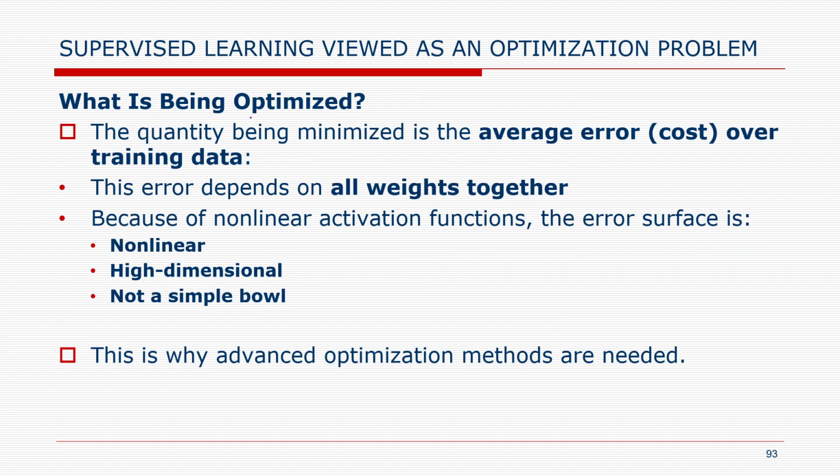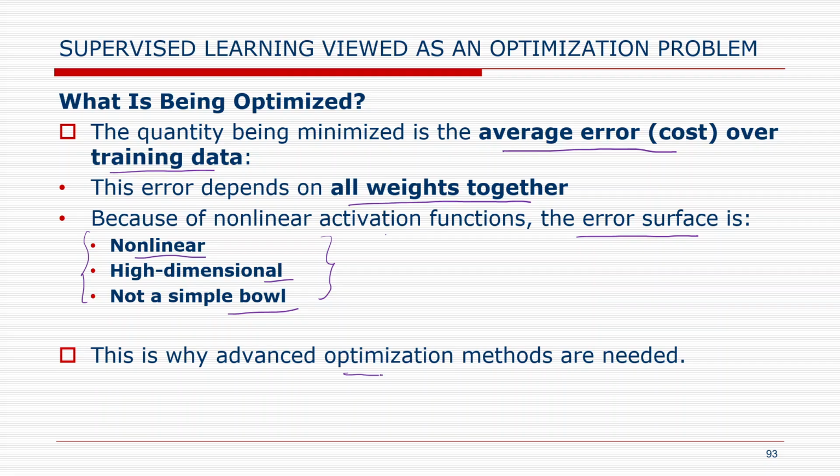That is what is being optimized. The quantity being optimized is the average error over the training data. This error depends on all weights together. Because of the non-linear activation function, the error surface becomes non-linear, high dimensional, and not simple. Therefore, it becomes a challenge for us to find the global minimum or the local minimum when we have a non-linear error surface and are treating it as an optimization problem.